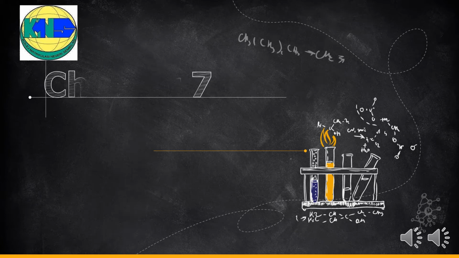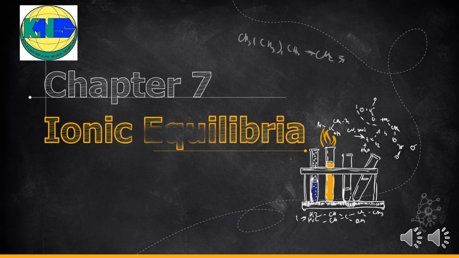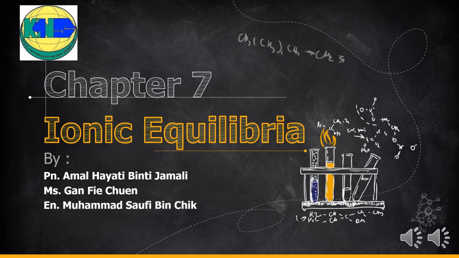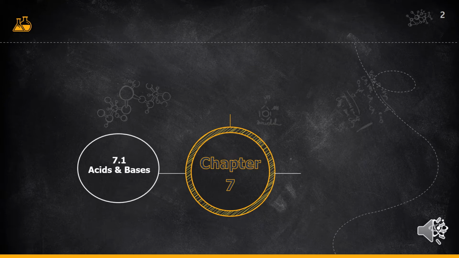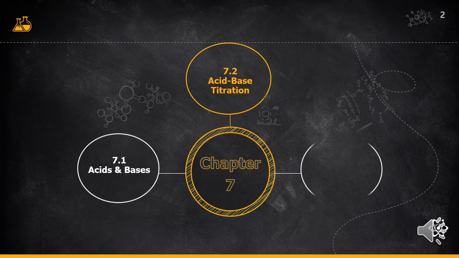Chapter 7 Ionic Equilibria. In this chapter, we have another 3 subtopics: 7.1 Acid and Bases, 7.2 Acid-base titration, and 7.3 Solubility Equilibria.